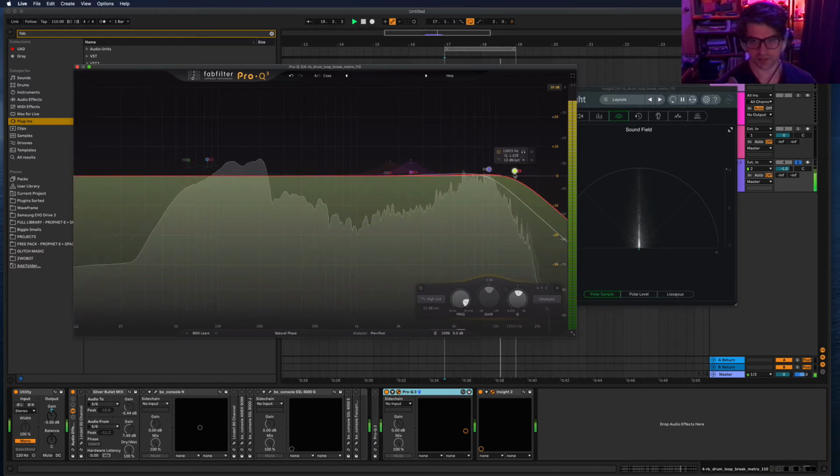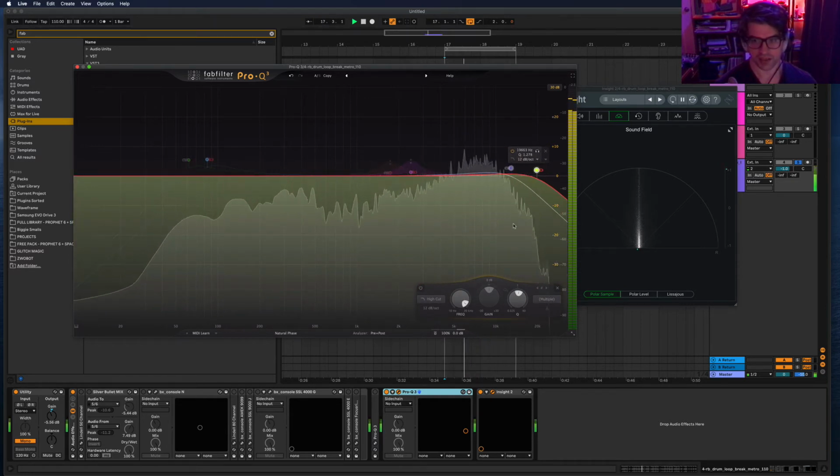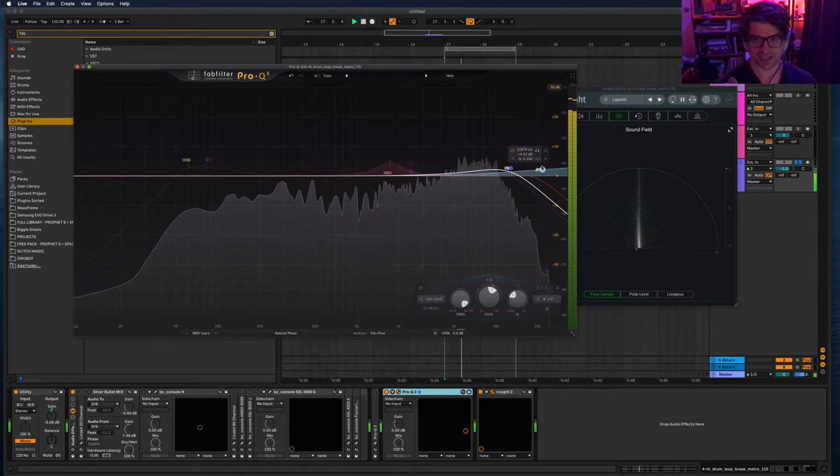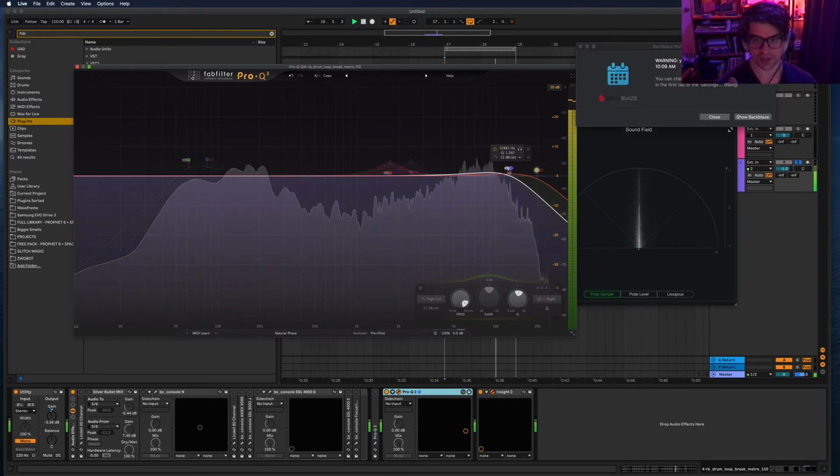Right, this is pretty high filtering. Again, not really filtering out that much, I think. I don't think this is filtering out that much.